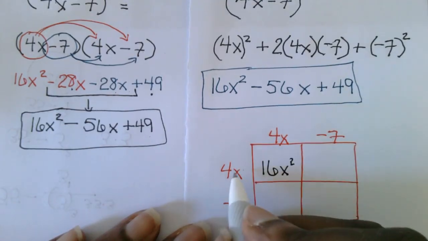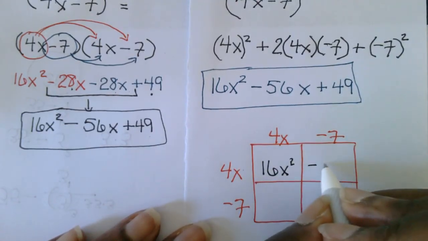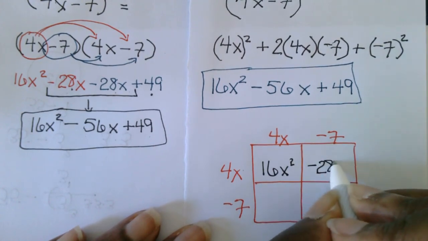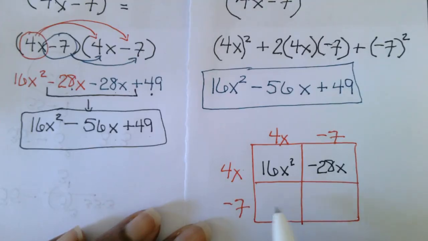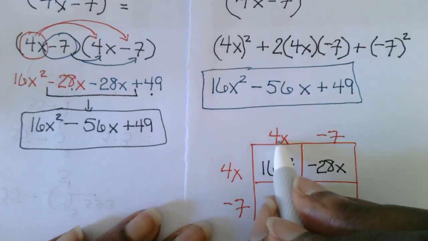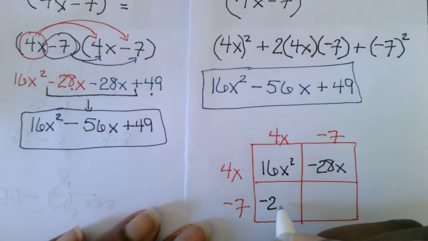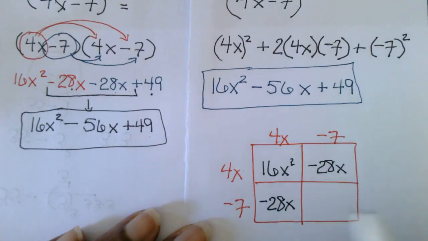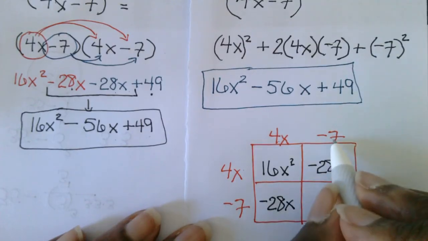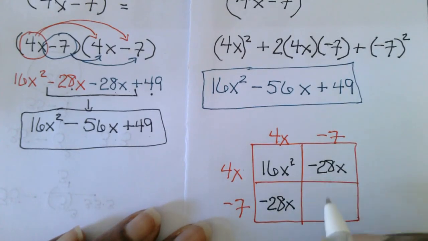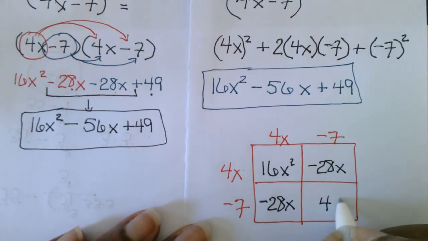Negative 7 times 4x will give me a negative 28x. To fill this box, I'm multiplying 4x and negative 7, which gives me a negative 28x. And to fill this box is negative 7 times negative 7, which gives me a positive 49.